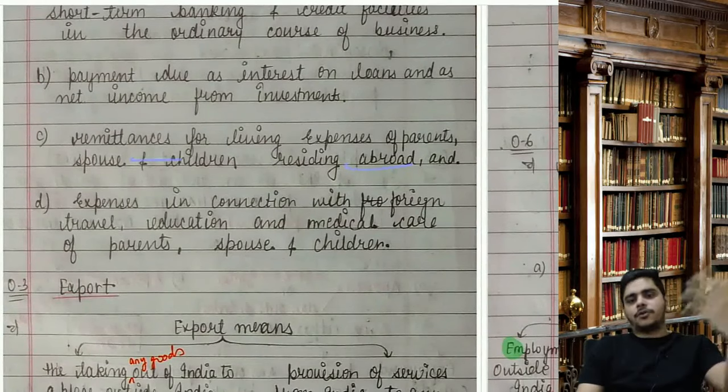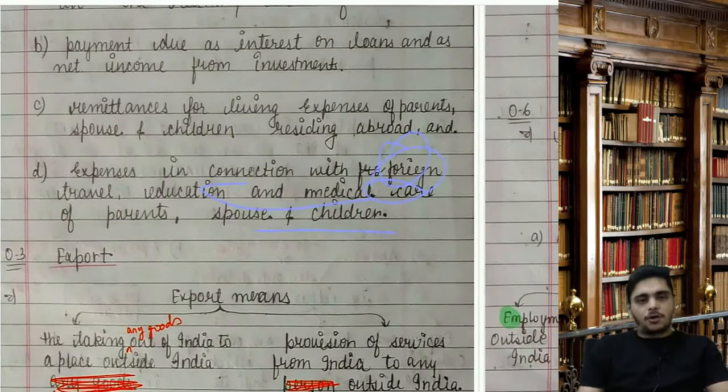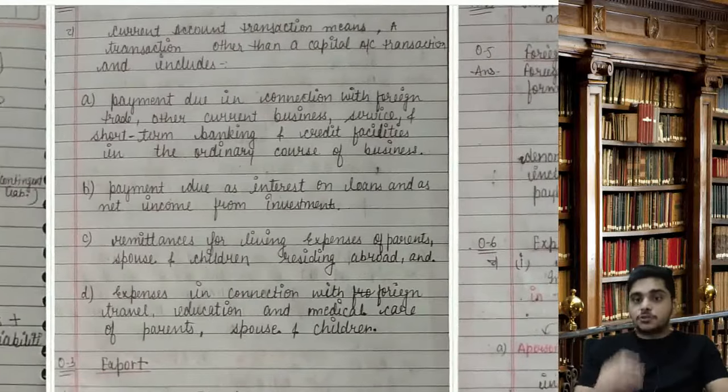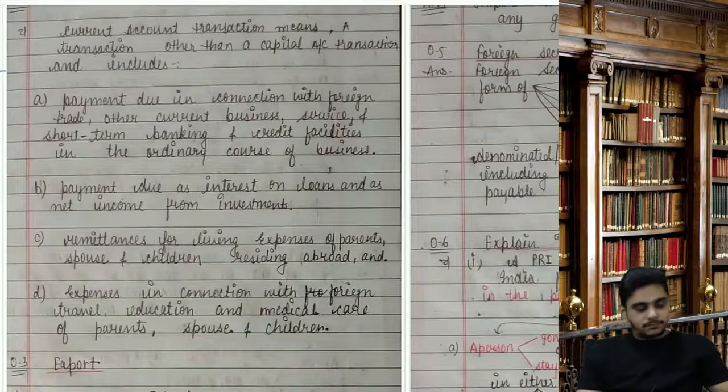Now you are making payment for your parents. Expenses in connection with foreign travel, education, medical care of parents, spouse and children. All this is your current account transaction. They can ask us to identify or explain current account transactions, for a 3 mark or 4 mark answer.